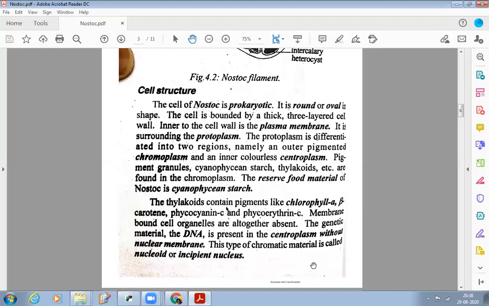The genetic material, the DNA, is present in the centroplasm without a nuclear membrane. This is another important prokaryotic character. Likewise bacteria, in this alga, Nostoc, a true nucleus is absent. That means the genetic material DNA is not surrounded by a double-membraned nuclear membrane. So it is naked, directly exposed in the cytoplasm.